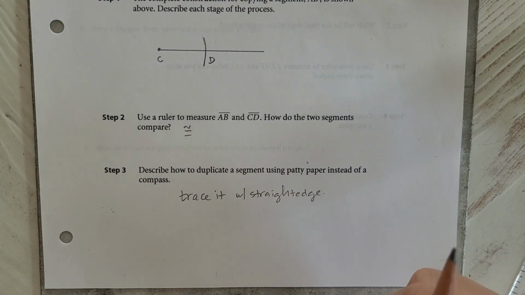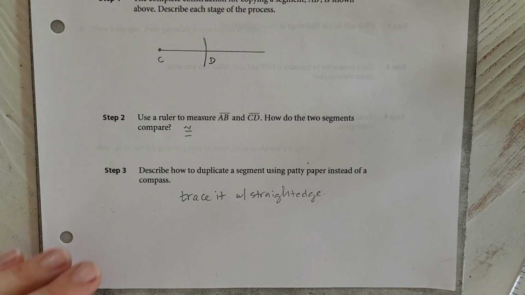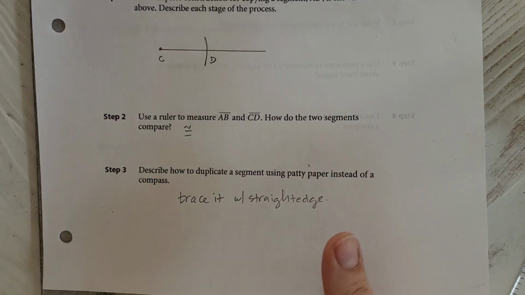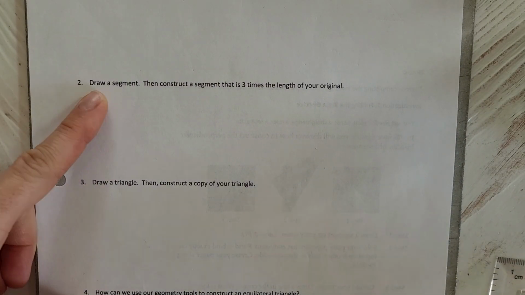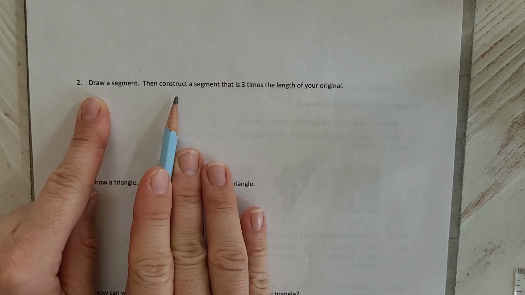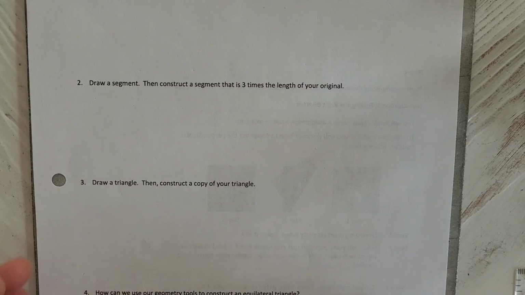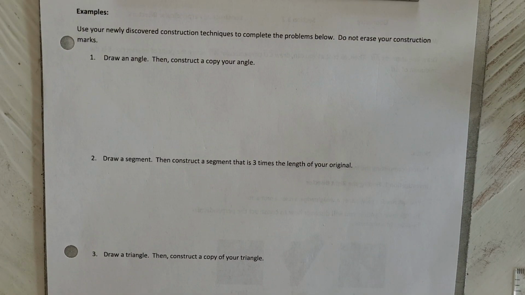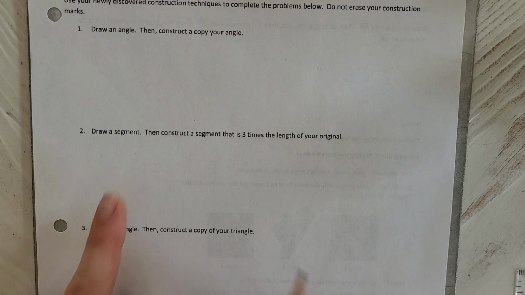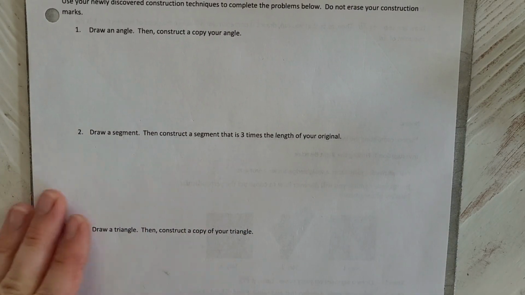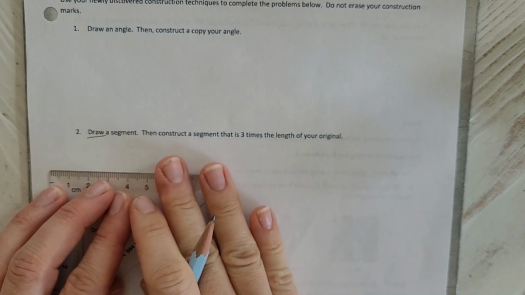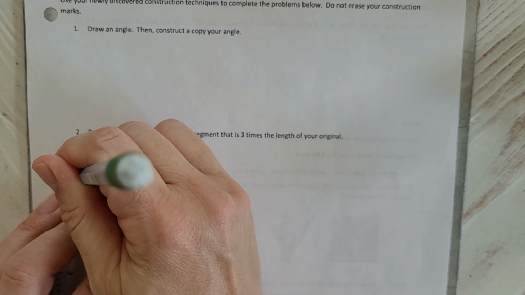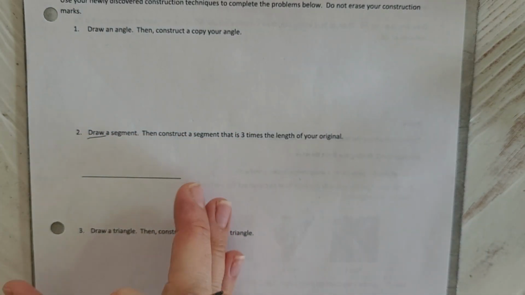So now I want us to take a try at doing a couple segment duplications. We're going to go to the examples. One of these says, draw a segment, then construct a segment that is 3 times your original. All right. So for my segment, I'm going to draw it over here. And again, draw, that's the word I'm using. I'm going to kind of put it in the middle, and I'm trying to think 3 times.